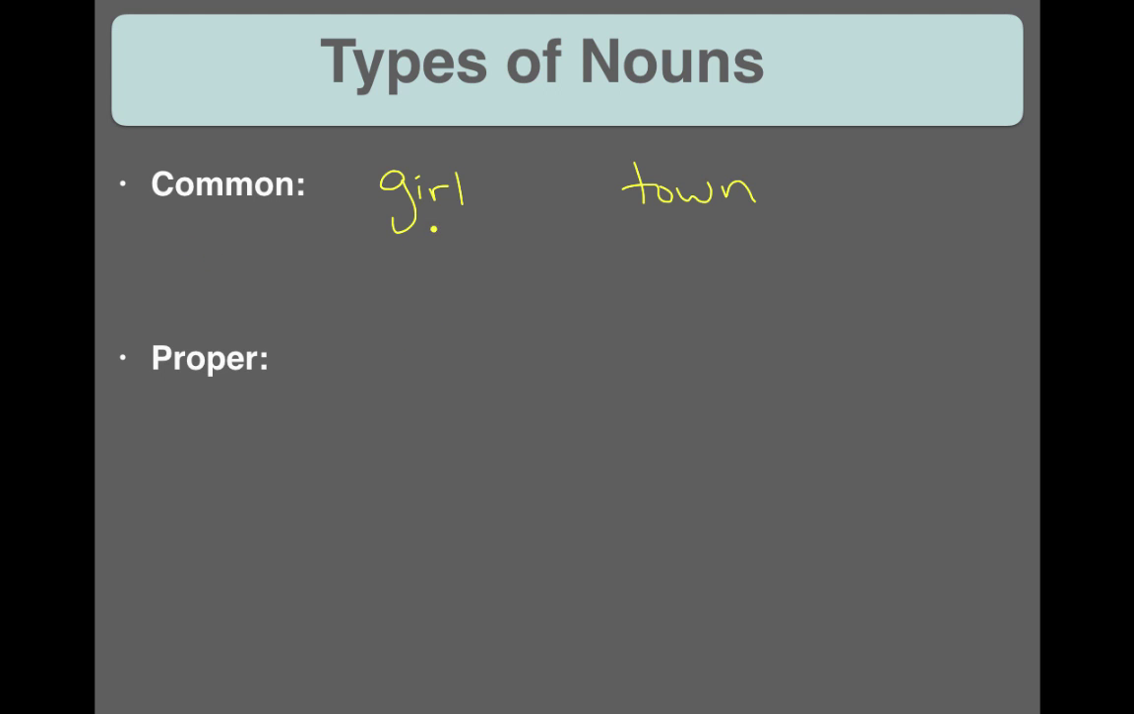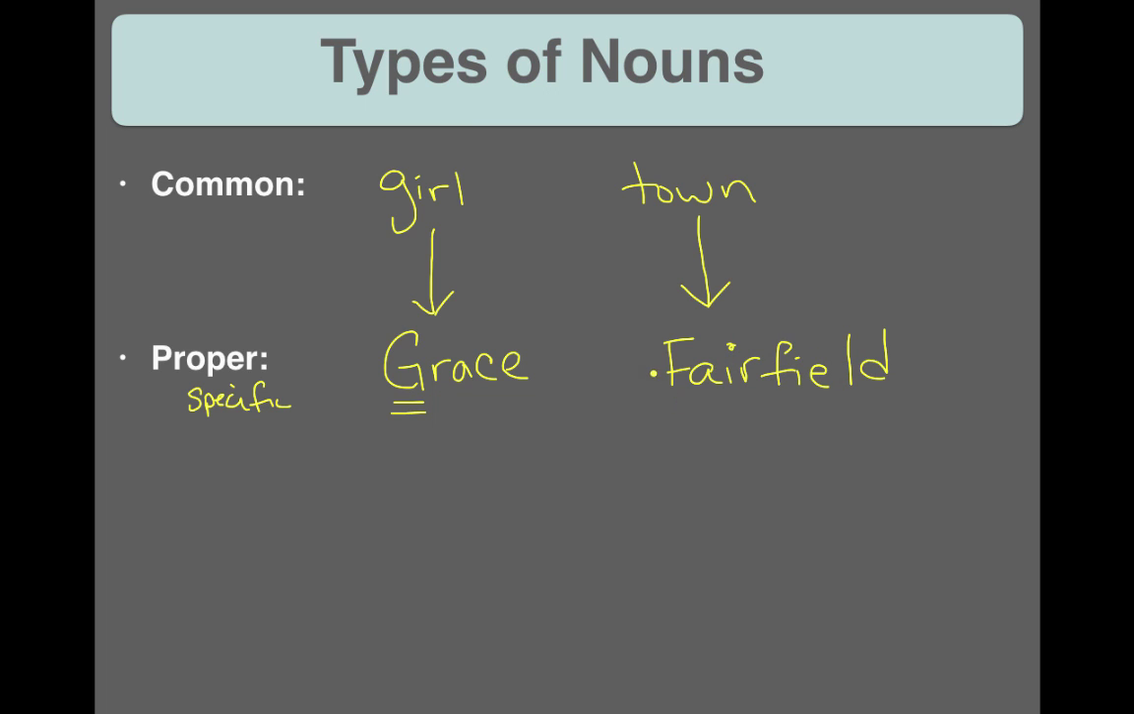Next, we have proper nouns. So if we wanted to turn girl into a proper noun, we need to make it a specific person or thing. In this case, we could say Grace. Grace is a specific girl, which makes this word a proper noun. All proper nouns have the first letter capitalized. And again, instead of just saying the town is nice, you could say a specific town, such as Fairfield. Fairfield is nice. And again, because it's a proper noun, the first letter is capitalized.